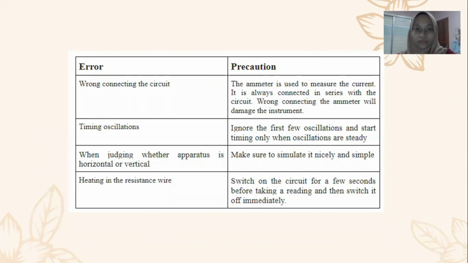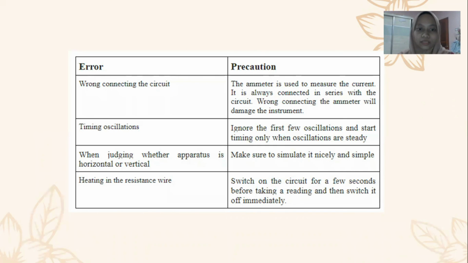For error and precaution: the error is wrongly connecting the circuit. For the precaution, the ammeter used to measure the current is always connected in series with the circuit. Wrongly connecting the ammeter will damage the instrument.